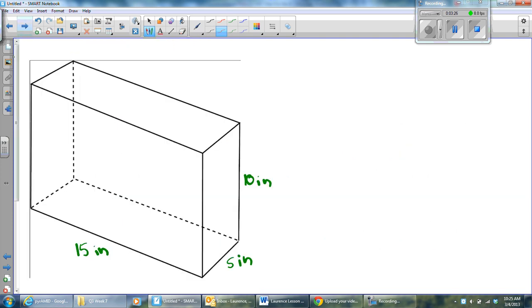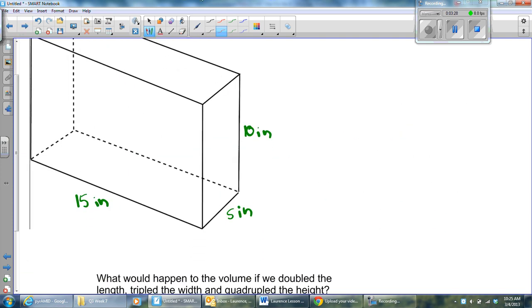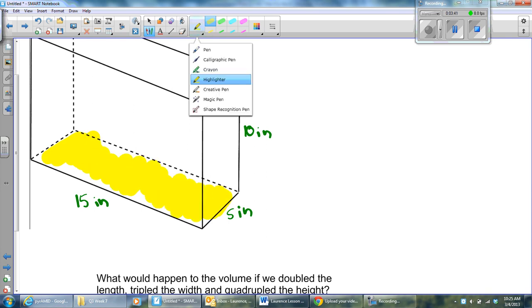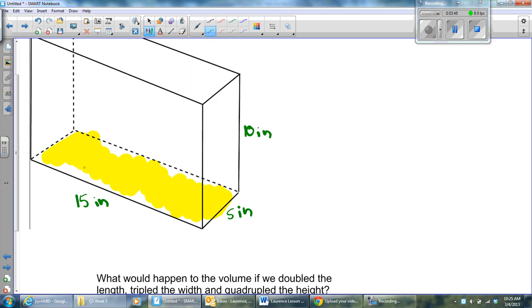Okay, so let's get on to this rectangular prism. Again, I'm going to highlight my base. Where did my pen go? There it is. I'm going to highlight my base. Okay, so to figure out the volume, first I'm going to figure out the area of that highlighted piece. And that's going to be what? 15 times 5, which I believe is 75 inches squared.